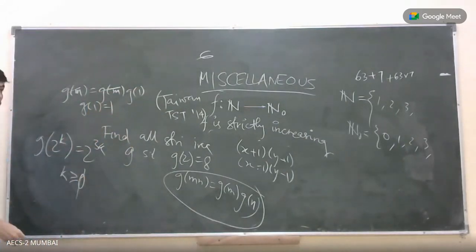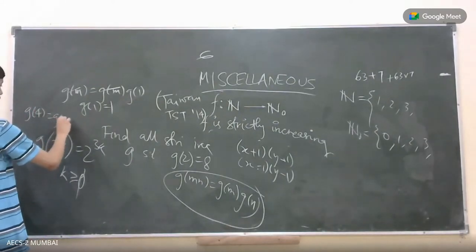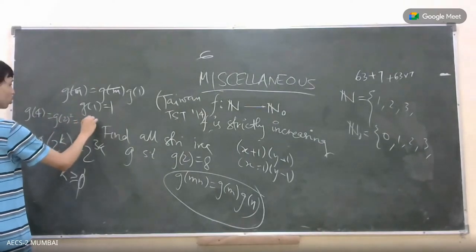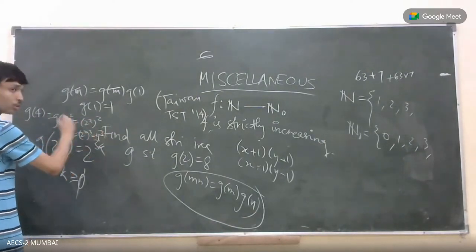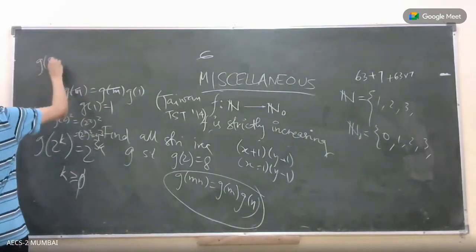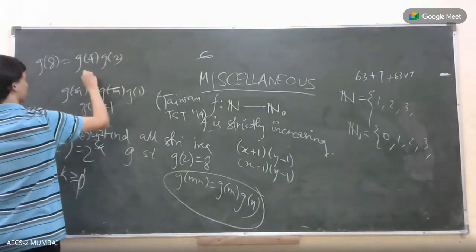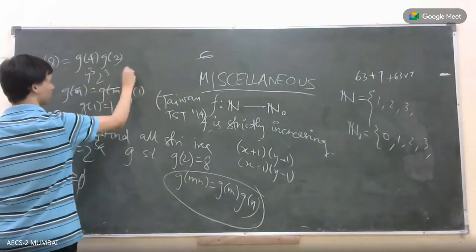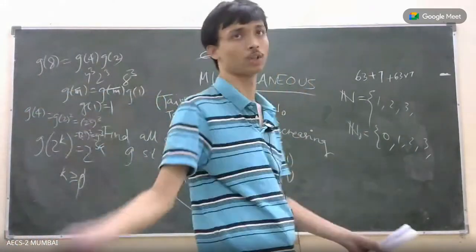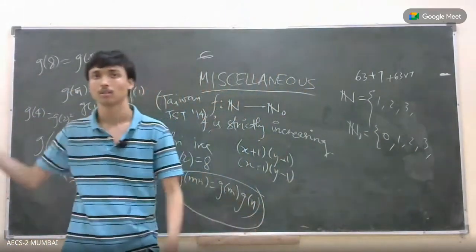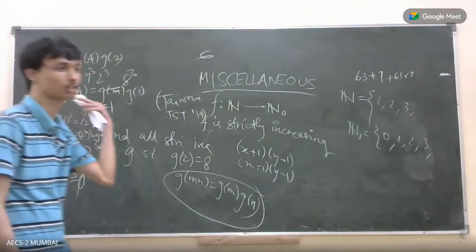How do you calculate g4? G4 is g2 square, equal to 2 cube square, which is 4 cube. How do you calculate g8? G8 is g4 into g2, which is 4 cube, 2 cube, 8 cube. How do you calculate g16? G8 into g2, 8 cube, 2 cube, 16 cube. So g of 2 to the power k becomes 2 to the power 3k for all k greater than or equal to 1.